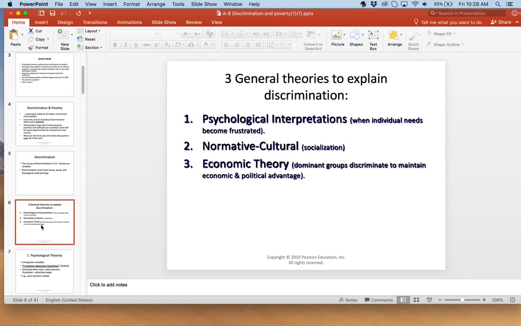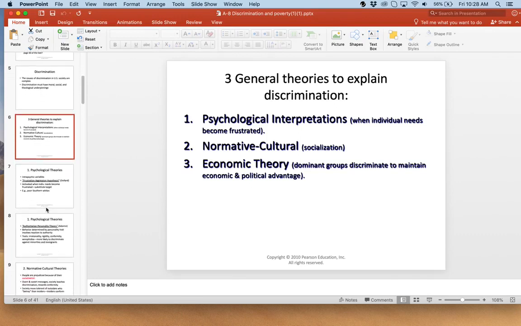There are general theories to explain why people discriminate against other people. You have 3 broad theories. The first theory is the psychological interpretation of why discrimination occurs. The second theory is the normative cultural explanation, the way we are socialized. And the third theory is that people discriminate because of economic reasons. We're going to look at each and every one of those theories and see how it plays around.